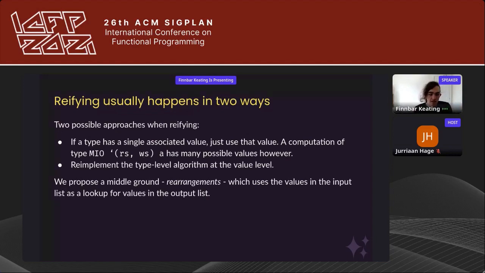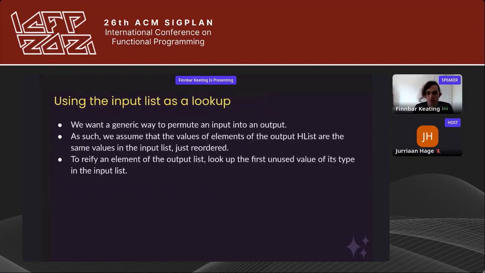The alternative is that you can re-implement this type level algorithm at the value level, which is not ideal. It means we're taking all the hard work we've done and having to repeat it. If we then went, oh, I want to change this analysis slightly, then bad news, you're going to have to rewrite it again at the value level, which is a serious pain. So what we propose is a little technique called rearrangement, which uses the values we started with to inform what values we get in the output.